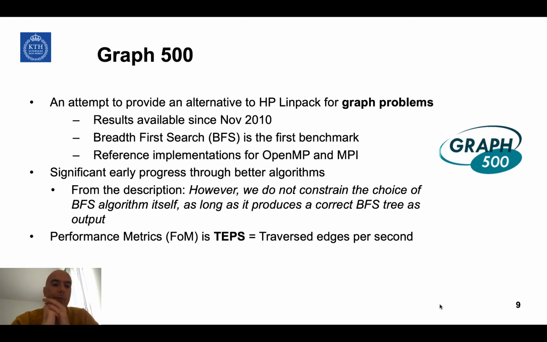The major performance metric is a rate, so it's not execution time. Performance metrics are also called figures of merit, FOM. In this particular case, it's called TEPS, that is the number of edges that are being traversed per second in the graph.